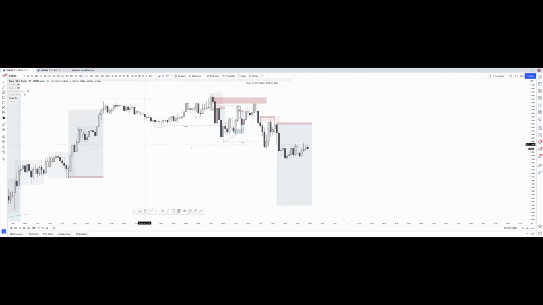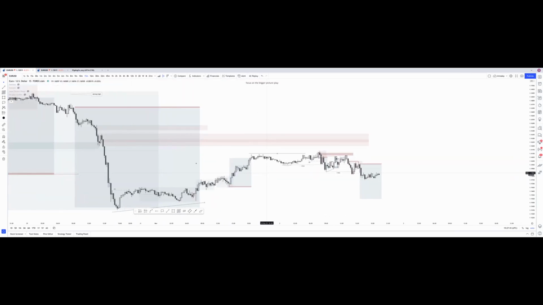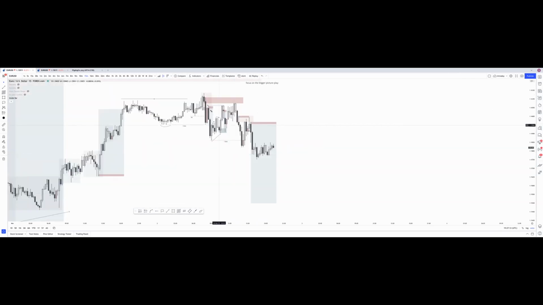That's why I'll get in this and be confident to hold this up to here, right? Or why I'll get in this, but I'll know that I need to target this because I'm aware that the higher time frame play is that this comes to here, right?